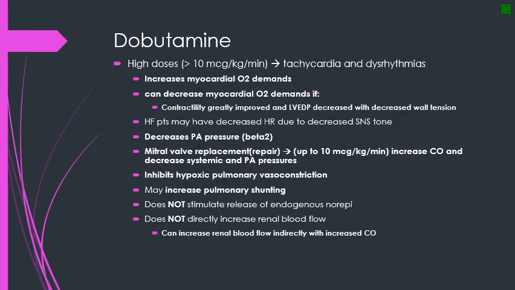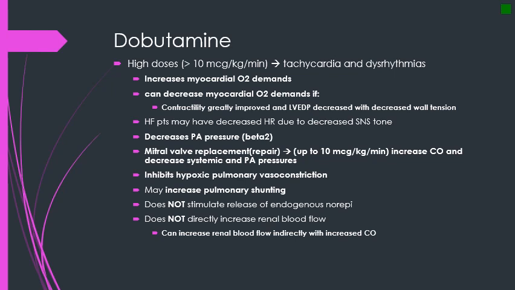At high doses, dobutamine does increase myocardial oxygen demands. It decreases myocardial oxygen demands if contractility is greatly improved and the left ventricular end diastolic pressure is decreased with decreased wall tension. So that's when the myocardial oxygen demand is decreased. But if you do not have those effects produced, then you'll actually have an increase in your myocardial oxygen demands from this drip.